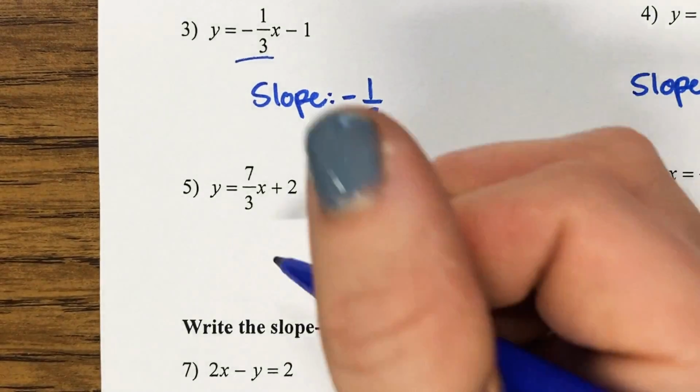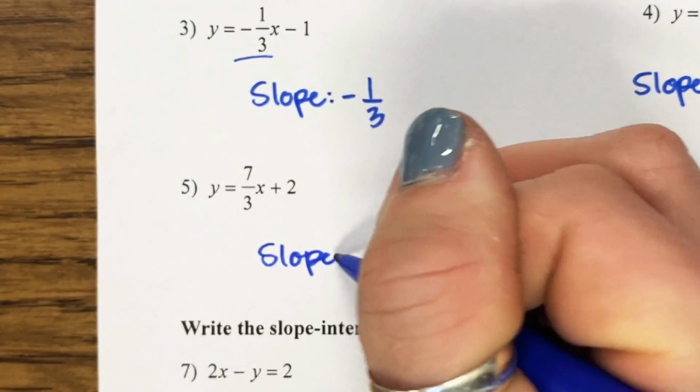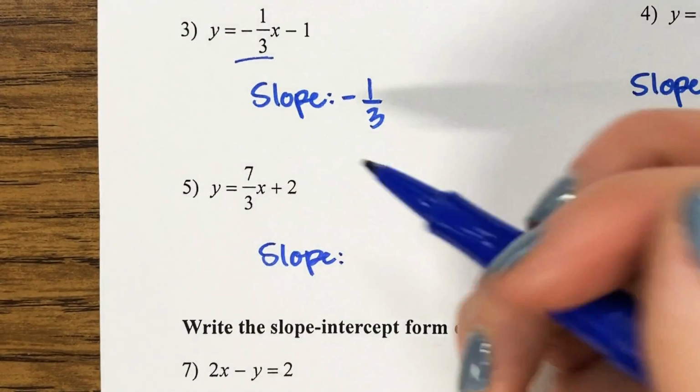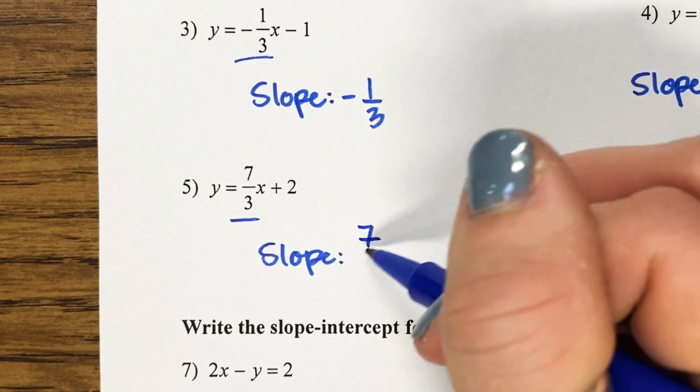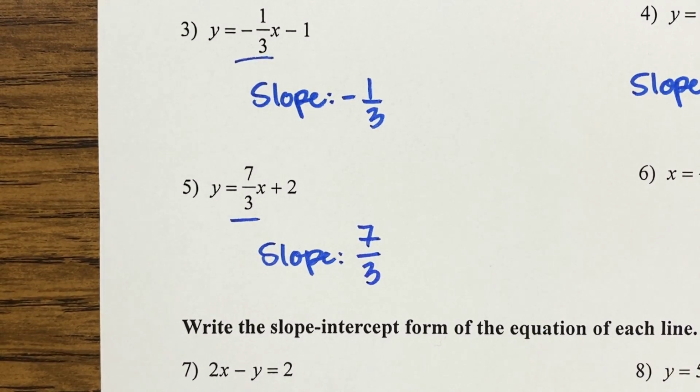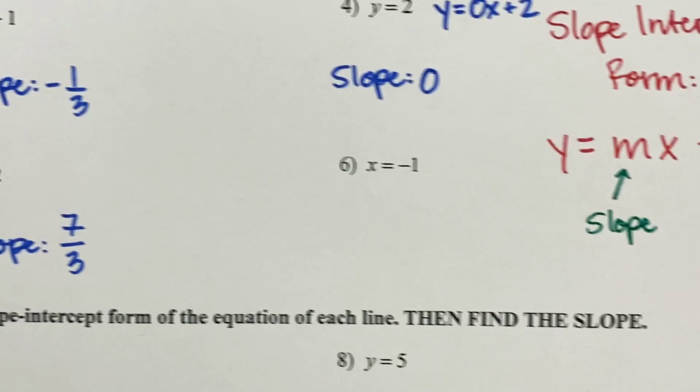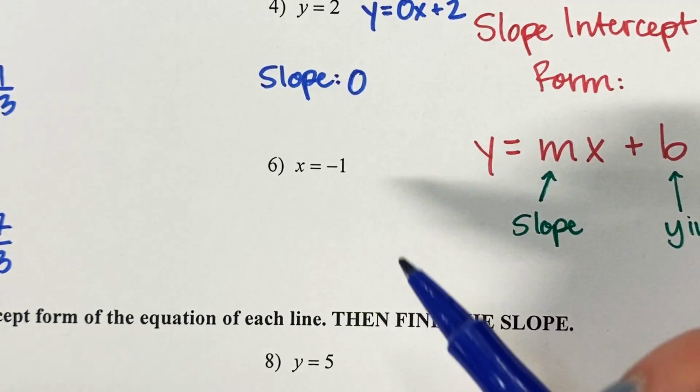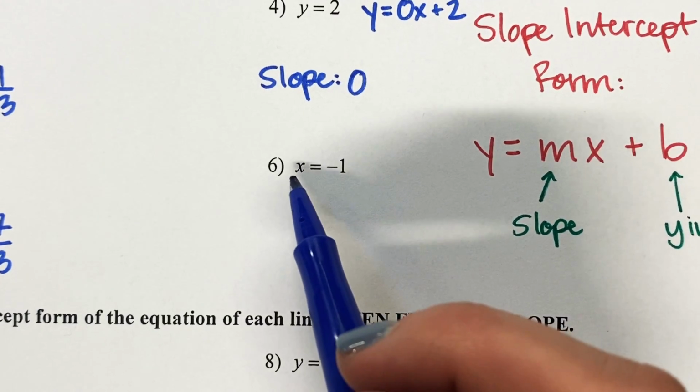What about number 5? What is our slope for number 5? Right in front of the x, so we know our slope is 7 over 3. And what about number 6? What is our slope for number 6?